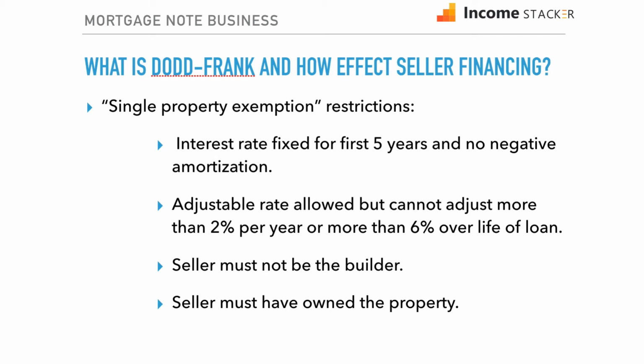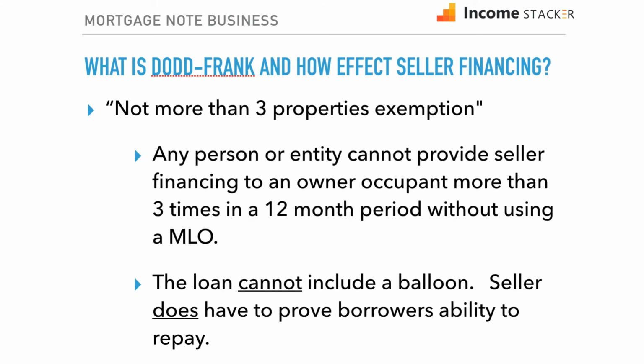So let's say a builder builds a bunch of houses and wants to sell them on owner financing. Unfortunately, even if he did this just once a year, he cannot fall under the single property exemption, which I think is total BS, but that's my opinion. Number 4, the seller must have owned the property, right? So that's pretty obvious, I think. Okay, so hopefully that's clear.